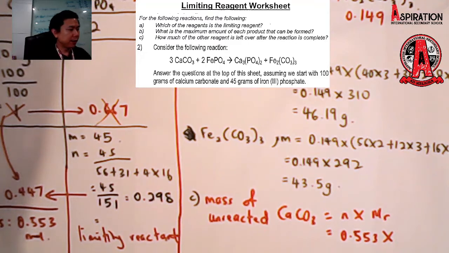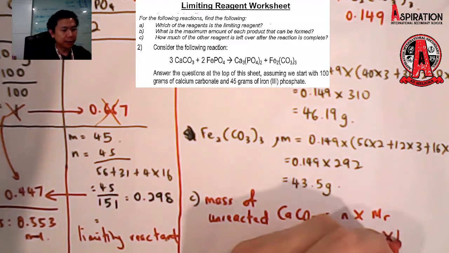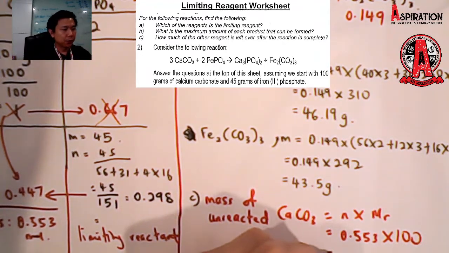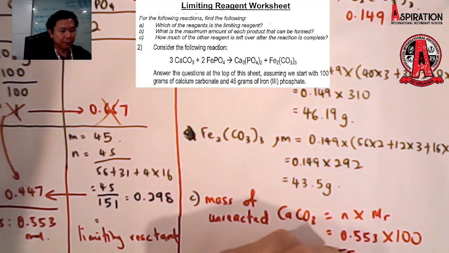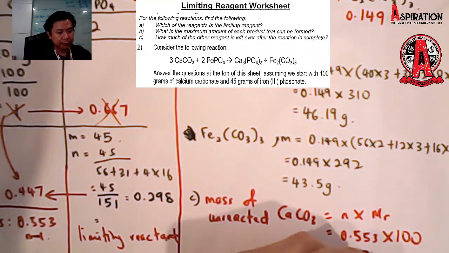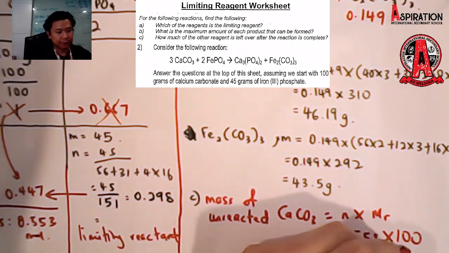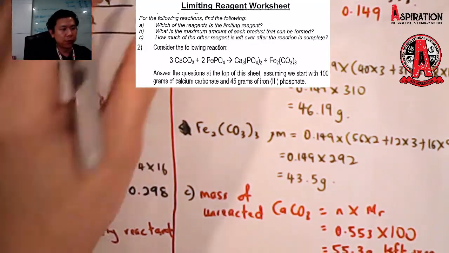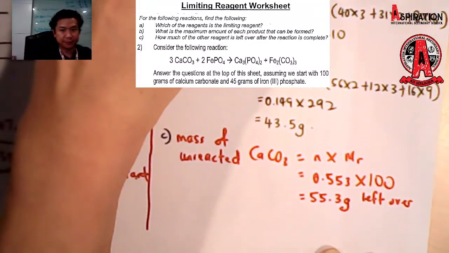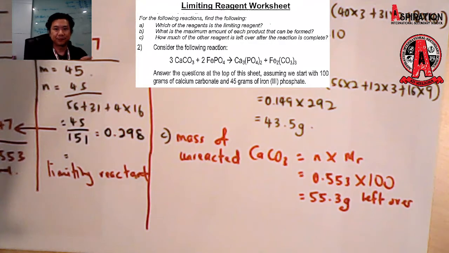The MR of calcium carbonate is 100. So out of the 100 grams supplied initially in the question, we have 55.3 grams left over. So that is how we solve these two questions.